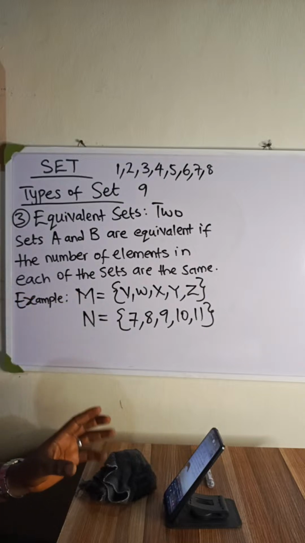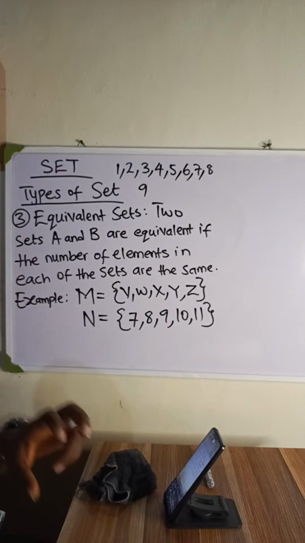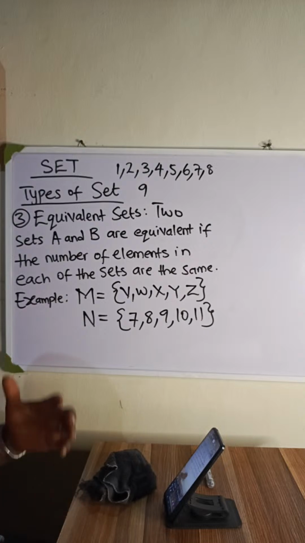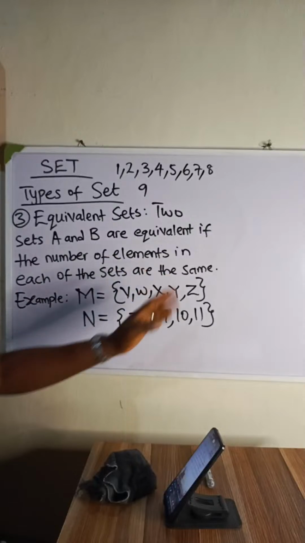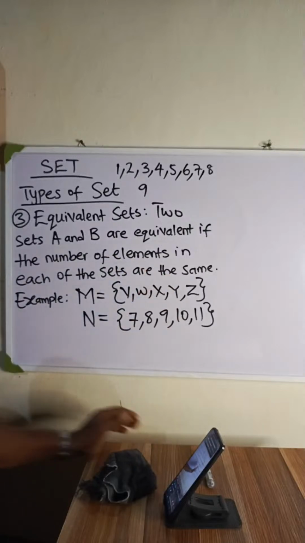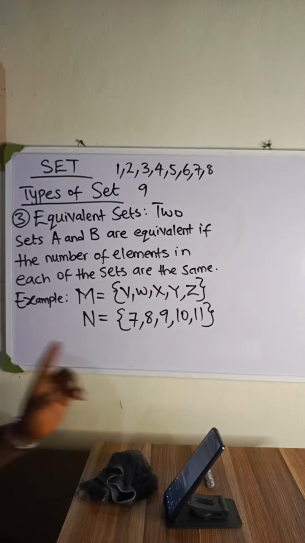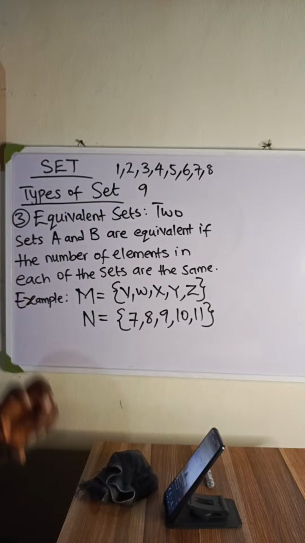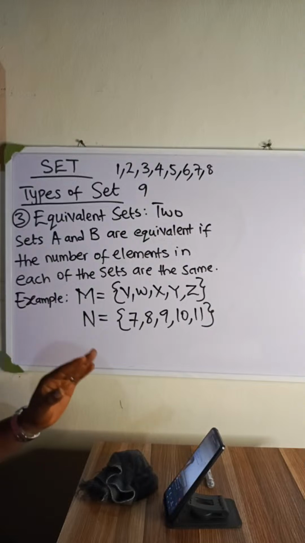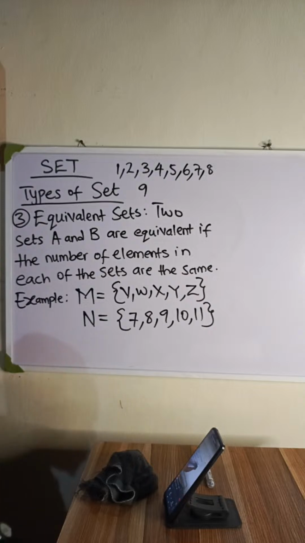So equal sets are different from equivalent sets. Equal sets have exactly the same elements. Equivalent sets do not necessarily have to have the same elements, but the number of elements must be the same. Okay? So that's the difference between equal sets and equivalent sets.